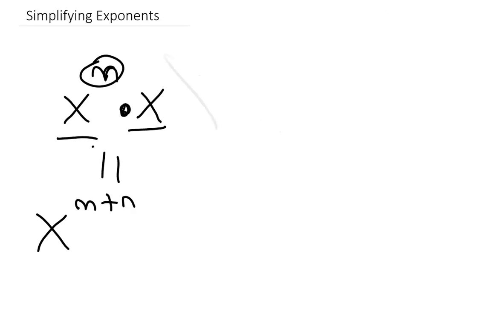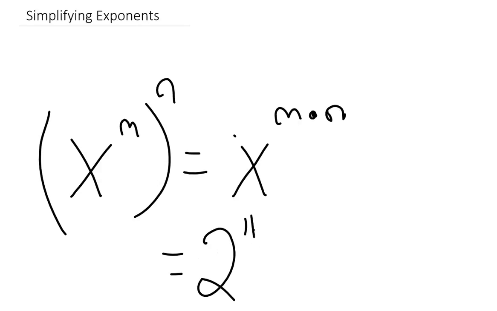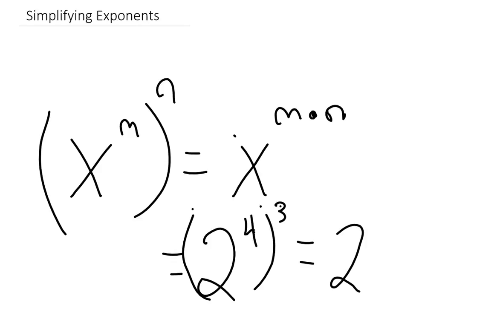Two other rules that we're going to use. One of them has to do with taking a power to a power. If I have x to the m power being raised to the nth power, I really have x to the m times n power. Example of that: 2 to the 4th to the 3rd power. I actually have 2 to the 12th power. So that's another pretty simple one.